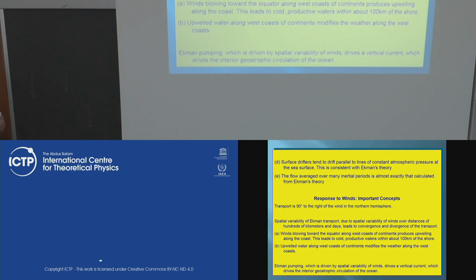we said that in the northern hemisphere the Ekman transport, the mass transport, is to the right, at a right angle with respect to the wind. And here the transport will be lower, because the Ekman transport is proportional to the wind speed. The result of this is that we will have divergence here. Here there will be more transport than there.